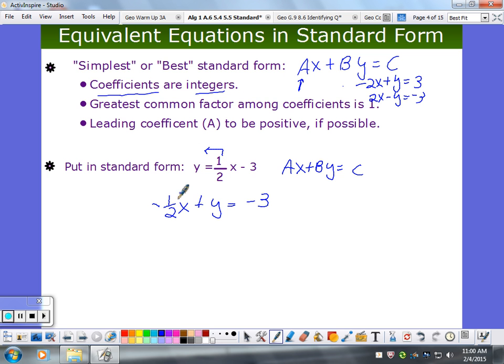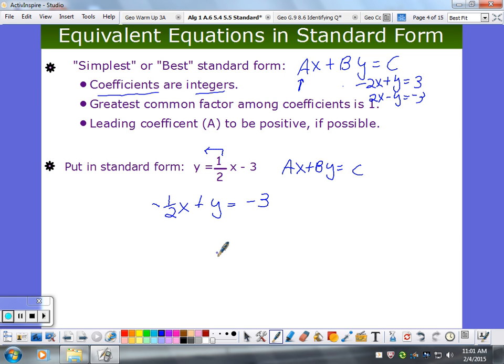Do we understand how I got here? Make sense? If it doesn't, please ask. I don't want you to be lost on step 1. So we got there. Now I have to look at my rules. Are the coefficients all of them integers? No. This one's not an integer, it's a fraction. How do I get rid of the denominator?